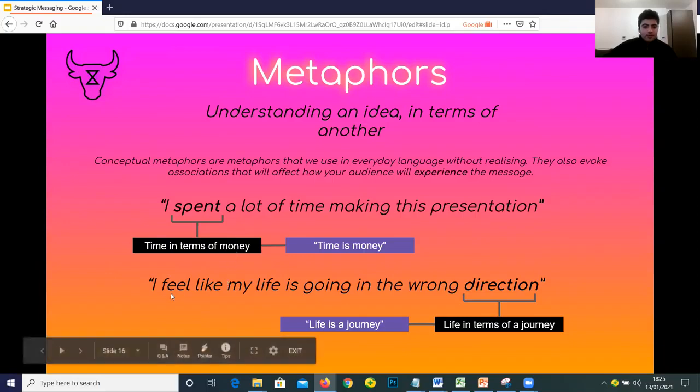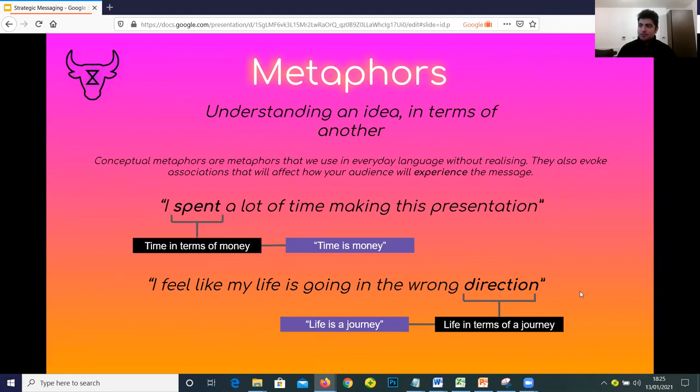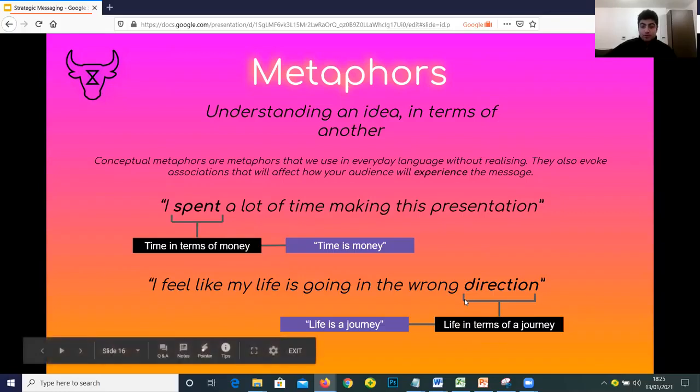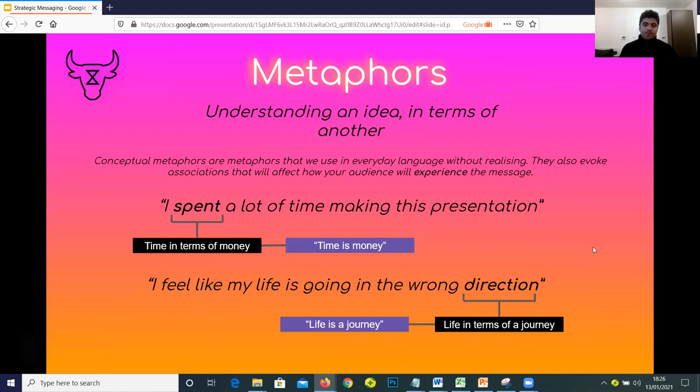And then another one is, as I just mentioned, I feel like my life is going in the wrong direction. Life doesn't actually move in a particular direction. We do move forward in time, but that's not really a direction as such. But what we have here is a conceptual metaphor, and we're saying it's life in terms of a journey.